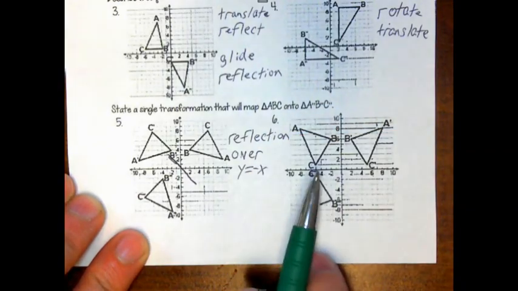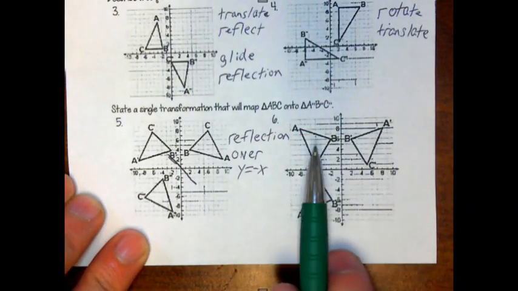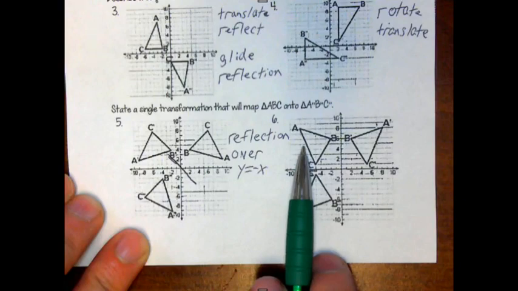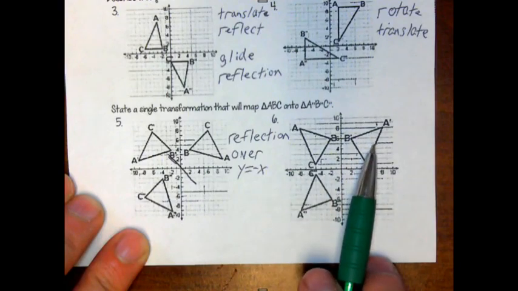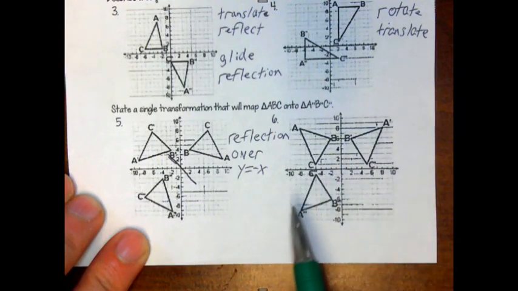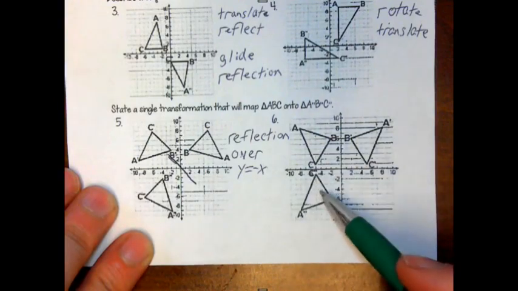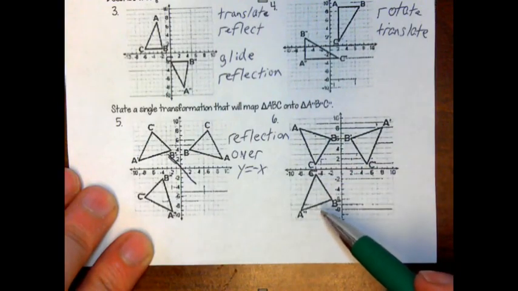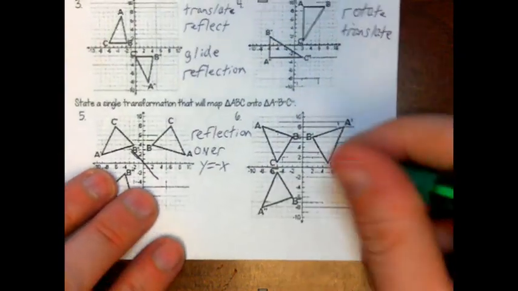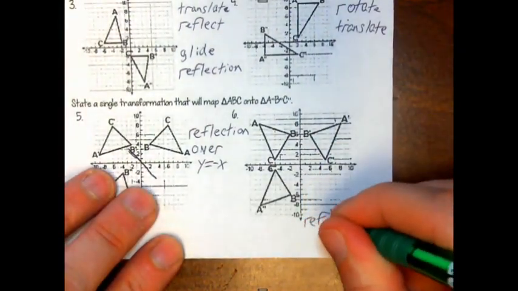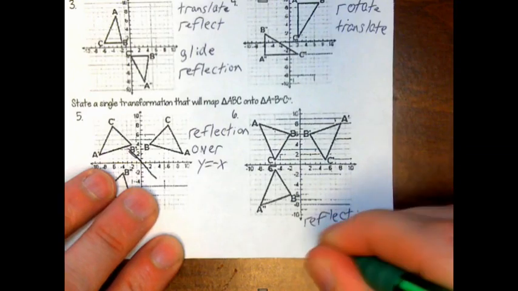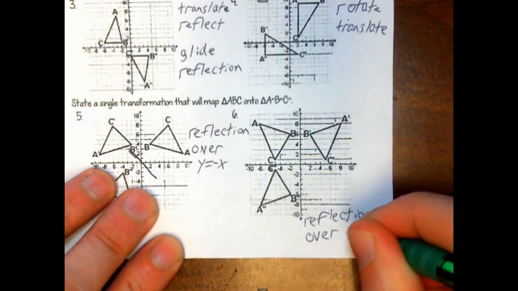And then finally, to get from here to here, it looks like it was reflected over here and then reflected over there. But we could get from here to here just by reflecting over the x-axis. So reflection over x-axis.